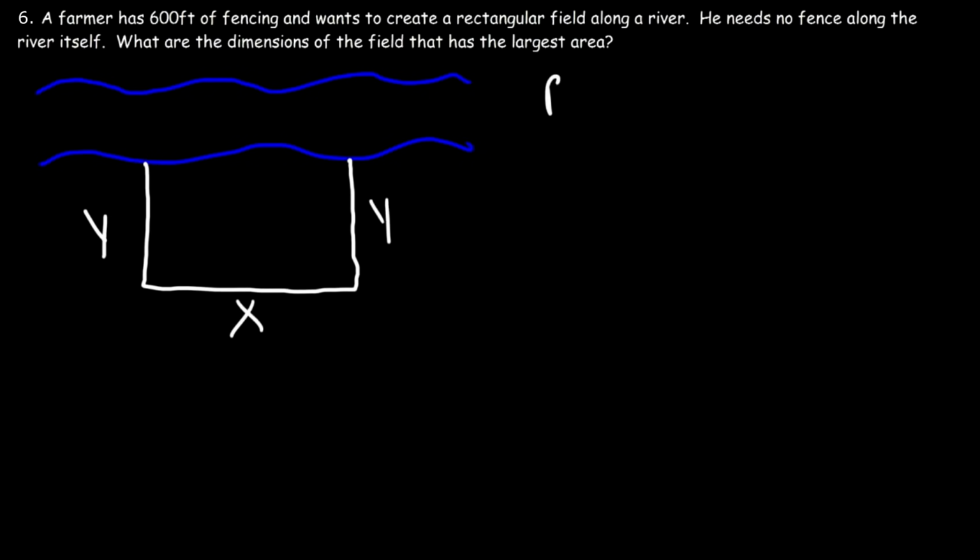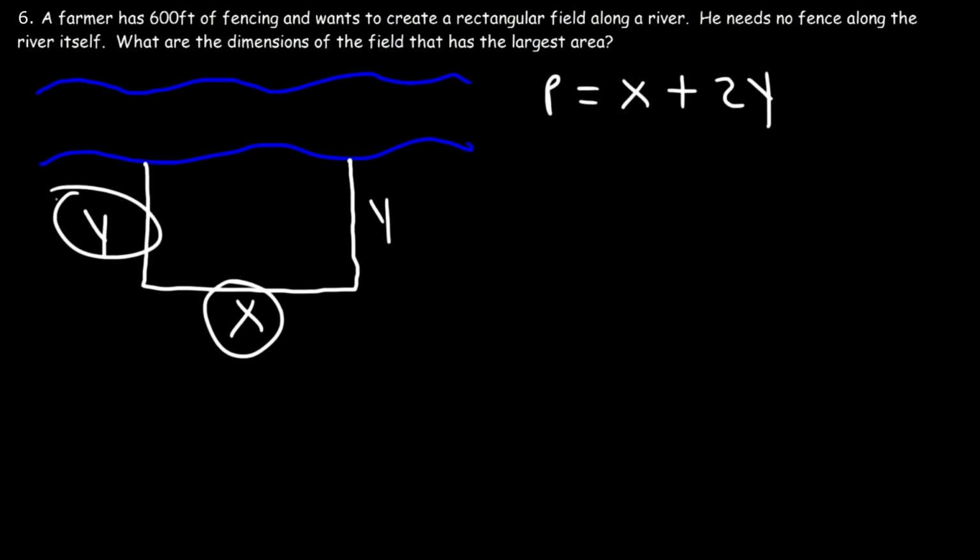So the perimeter is going to be X plus 2Y instead of 2X plus 2Y, because there's no X here. So the perimeter is just the sum of all three sides. So it's X, and then Y plus Y gives us 2Y. Now we have the perimeter. The farmer has 600 feet of fencing. Remember, square feet is for area, and just feet is perimeter. So P is 600, and so this is the constraint.